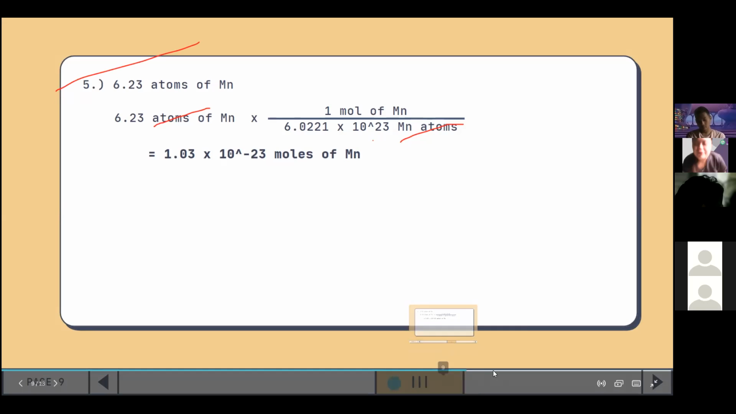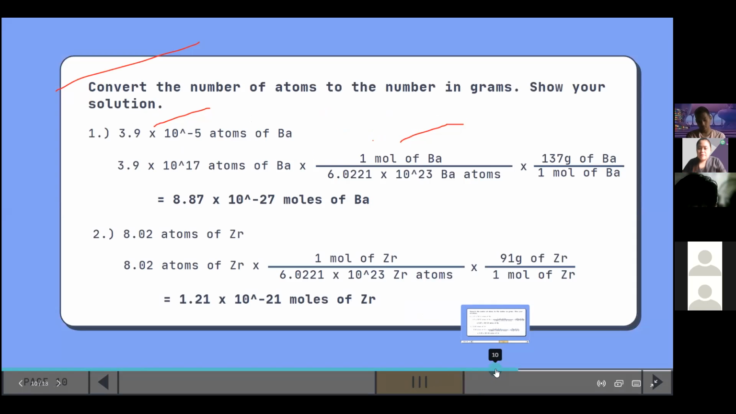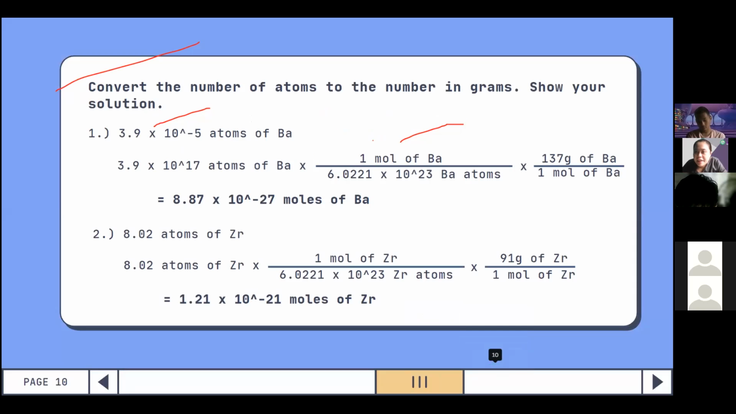Any question for this? May gusto bang i-clarify? But do not forget ha, ang isang mole of the substance is equivalent to 6.0221 times 10 raised to the power of 23 atoms or particles para sa conversion.